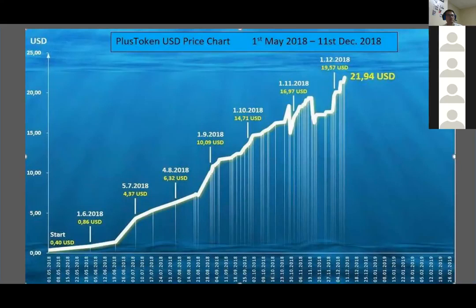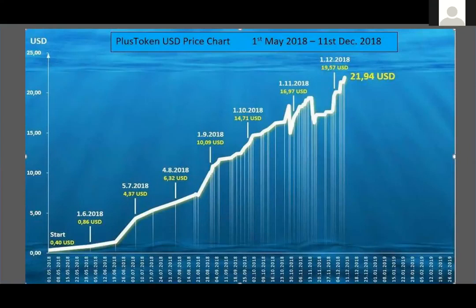It's easier to see the rise in the price from 40 cents on May the 1st to the $20 that it is at now. And as you can see, it does go up and down along the way, but the trajectory is just one way. The reason for that is because there's a limited supply and increasing demand.